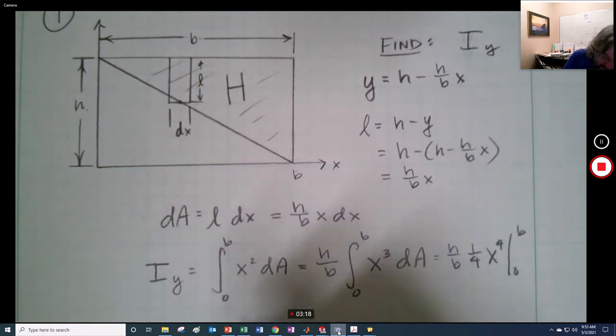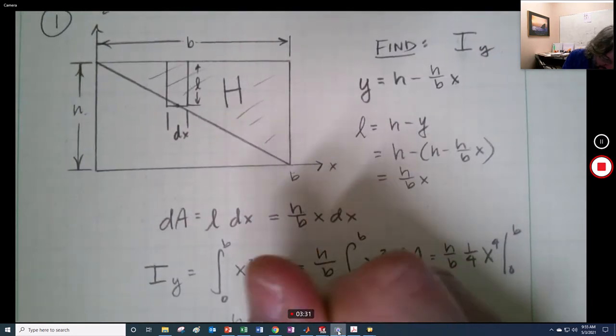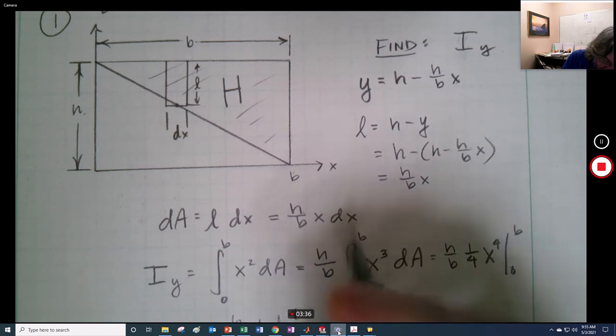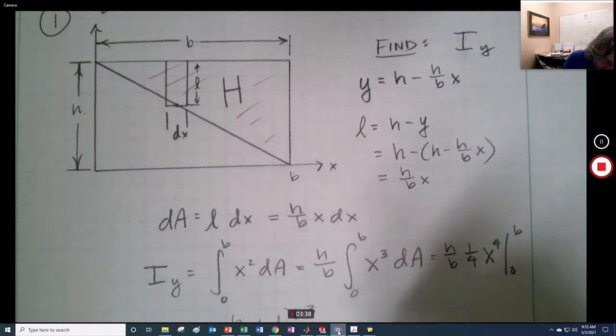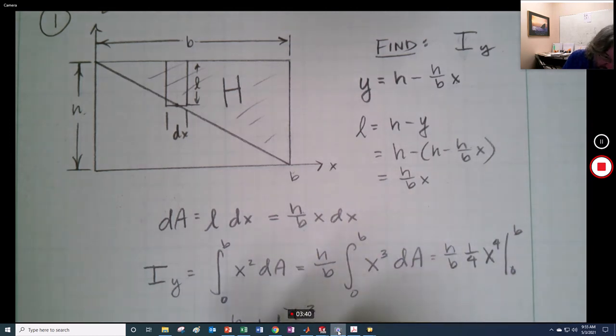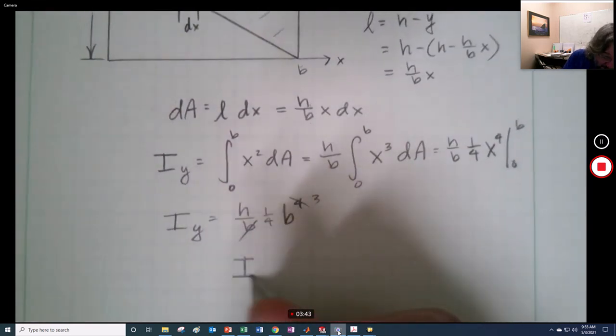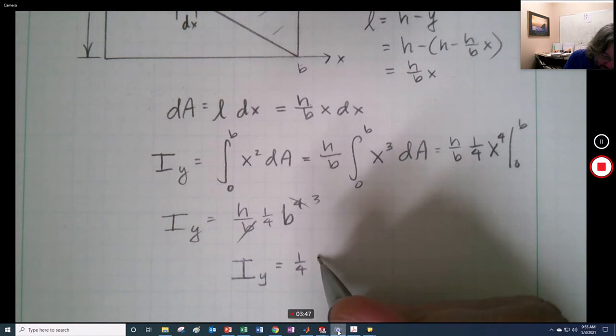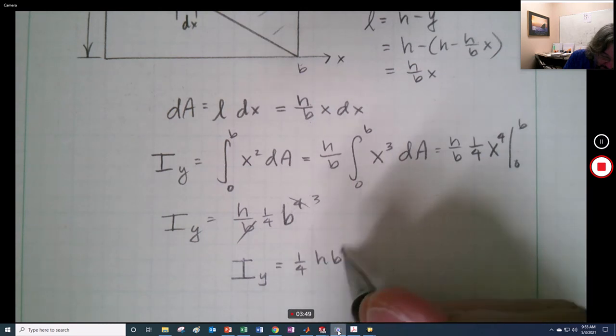Putting that in there, h over b times 1/4 x to the 5th? No, 4th. Sorry. We already did this. Duh. Plugging b into there, b to the 4th. We'll see that it's going to go away right here. So we have our answer. Iy is 1/4 h b cubed.